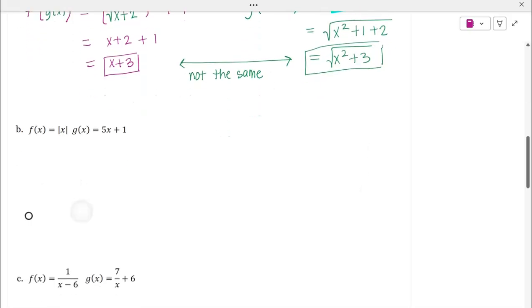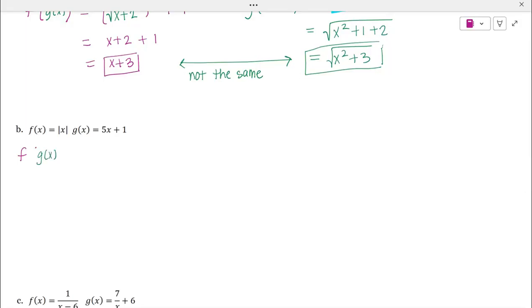Let's do another example. Let's start by finding f of g of x. I'm going to take this function here and I'm going to plug it in for x. So it looks like I'm going to have the absolute value of 5x plus 1. That one was easy. Going in the other direction, we'll plug f of x in for g. So this whole thing is going to go right here.